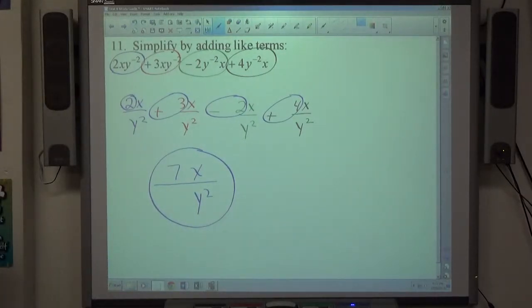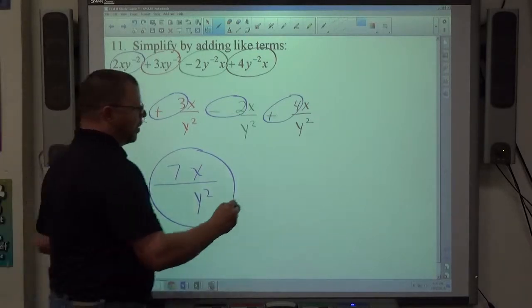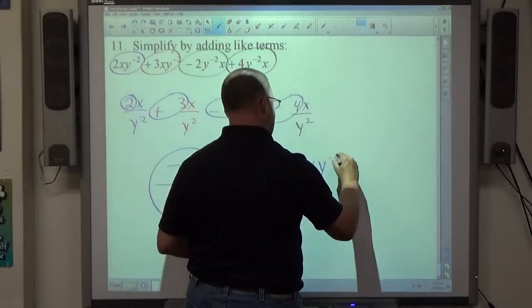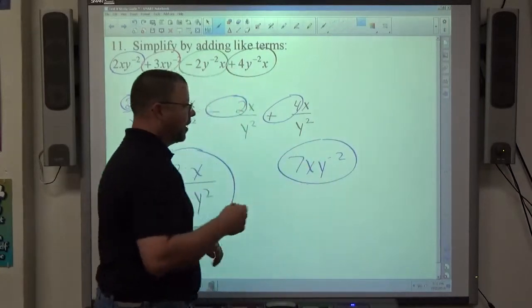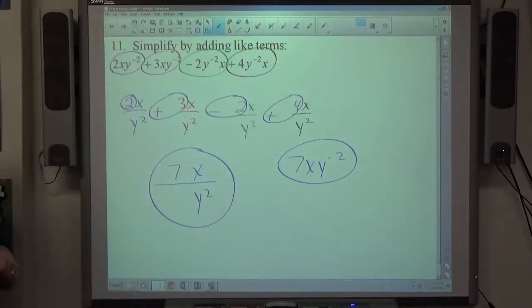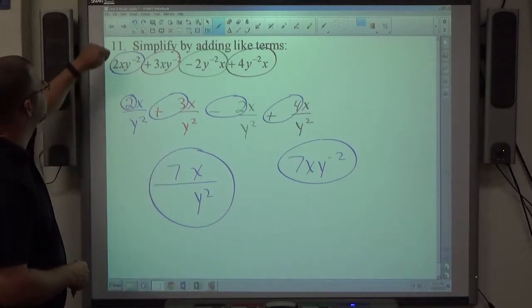No negative powers in final answers, so make sure you go that far. If you left your answer 7xy to the negative second, you're going to lose half credit because I've already told you enough times that negative powers will not be accepted for a final answer in this class. So always positive powers.